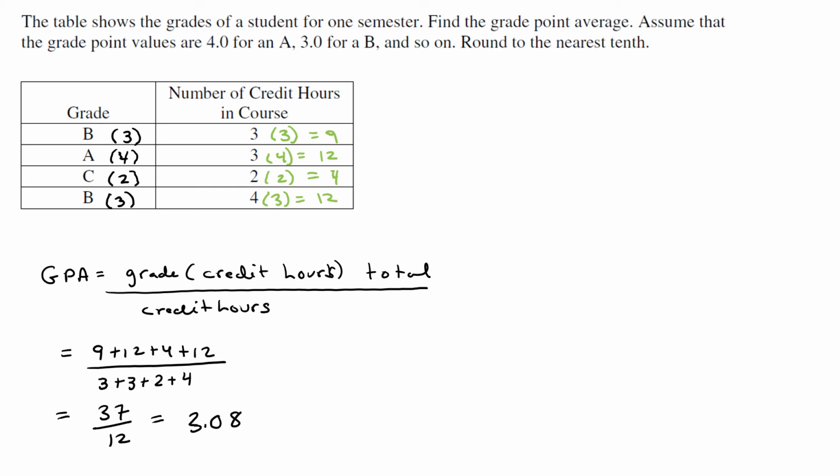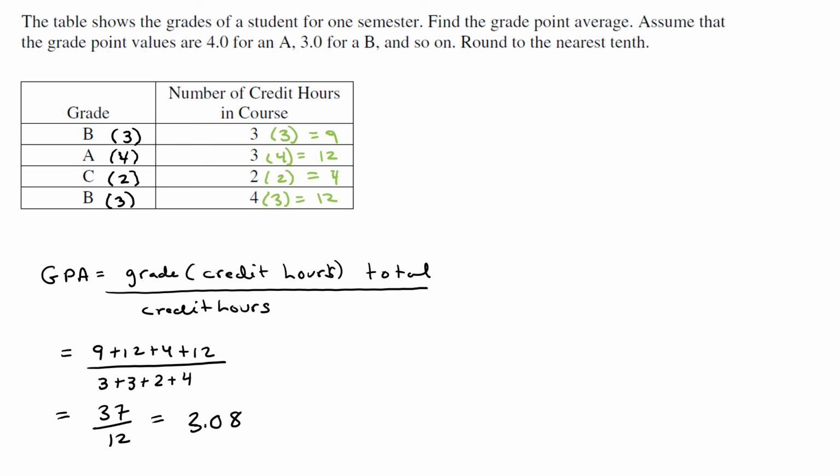So that gives us 37 divided by 12, which gives us 3.08 as a GPA. So when we're finding the GPA, you take each credit number, multiply by the points given for the grade. So for a B, that's 3, so 3 quality points for each hour, which gave us 9, and then times 4 or 2, etc., right? And then we add those up and divide by the total credit hours.